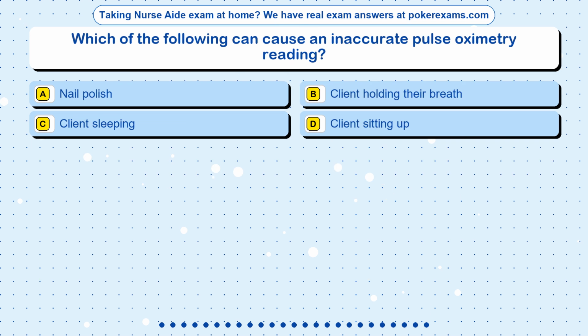Question 15. Which of the following can cause an inaccurate pulse oximetry reading? Option A, nail polish. Option B, client holding their breath. Option C, client sleeping. Option D, client sitting up.